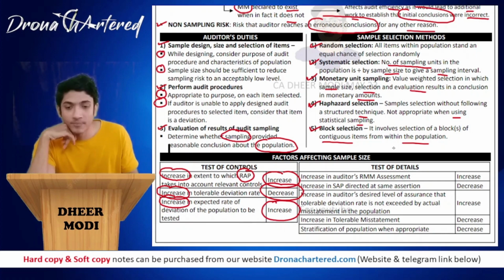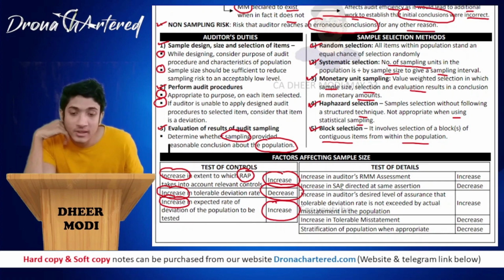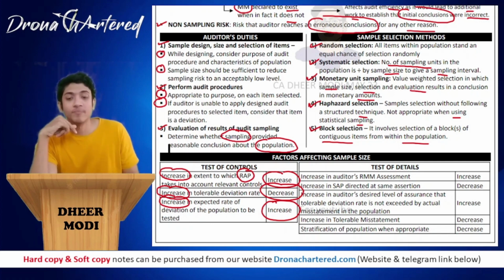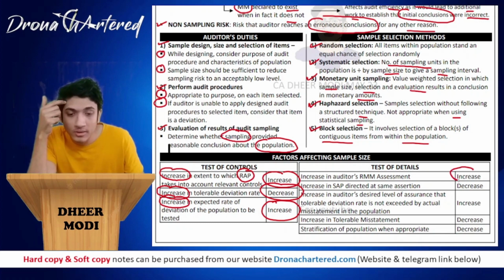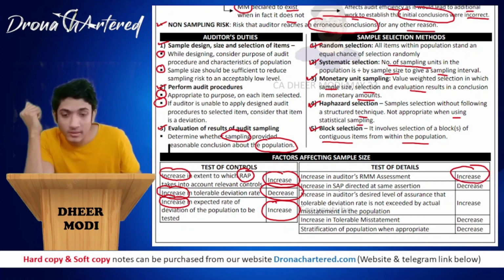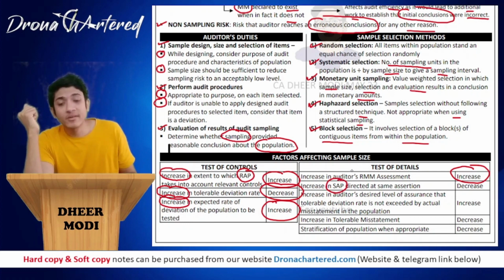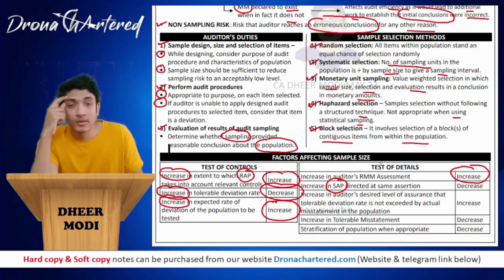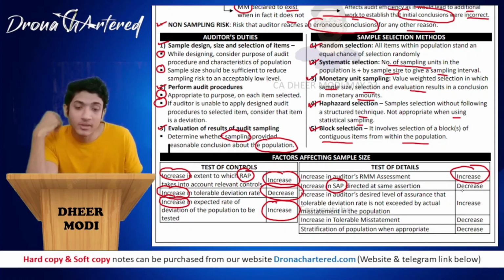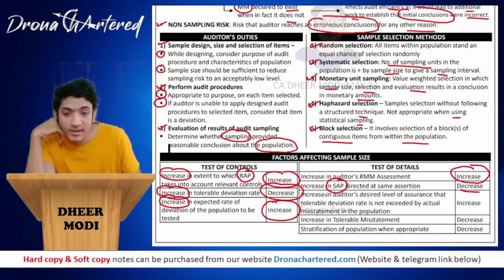Then next is your test of details. If the auditor's risk of material misstatement assessment increases, your sample size also increases. If there is an increase in substantive analytical procedures directed at the same assertion, your sample size will decrease.